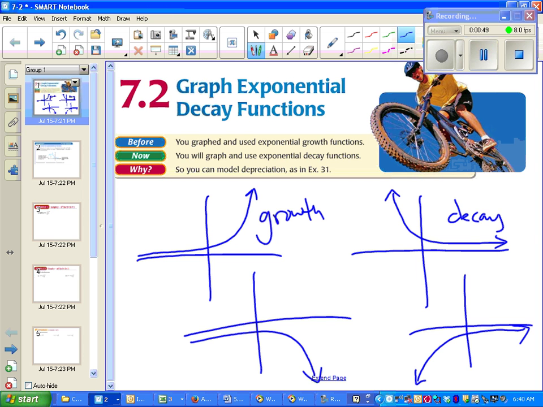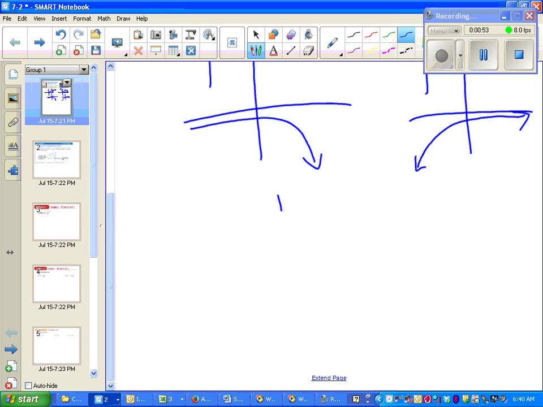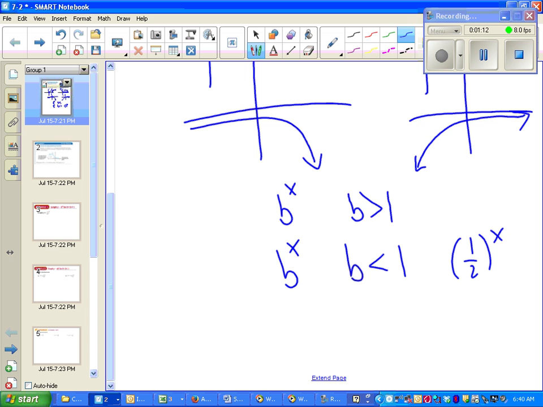Back in 7.1, that base was always greater than 1. If you go back and look at your 7.1 examples, you'll see that all of the bases were bigger than 1. In exponential decay, the base is always less than 1. For instance, we might have 1/2 to the x, 2/3 to the x, and so on. That base will be less than 1.